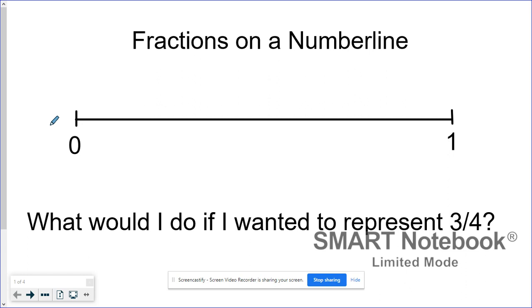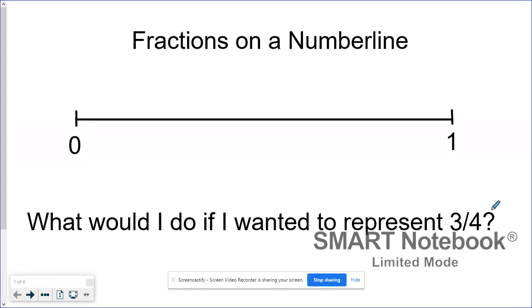Hi, boys and girls. Today we're going to look at Envision's 12-5, fractions greater than 1 on a number line. But before we do that, in the previous lesson, we learned that you can use a number line to show fractions less than 1. Remember, you start at the 0 and end at the 1. This shows that this line represents one whole. So what would I do if I wanted to represent 3/4?